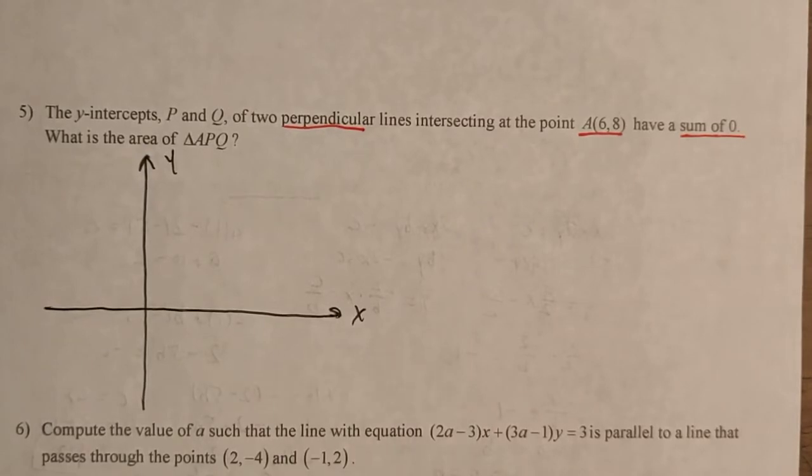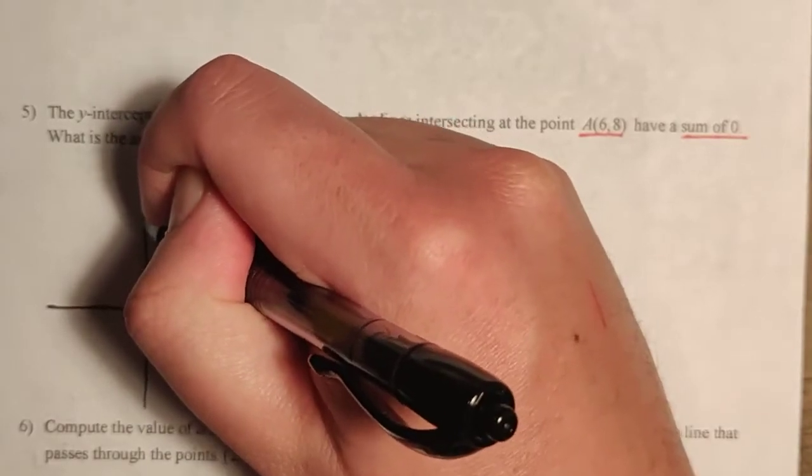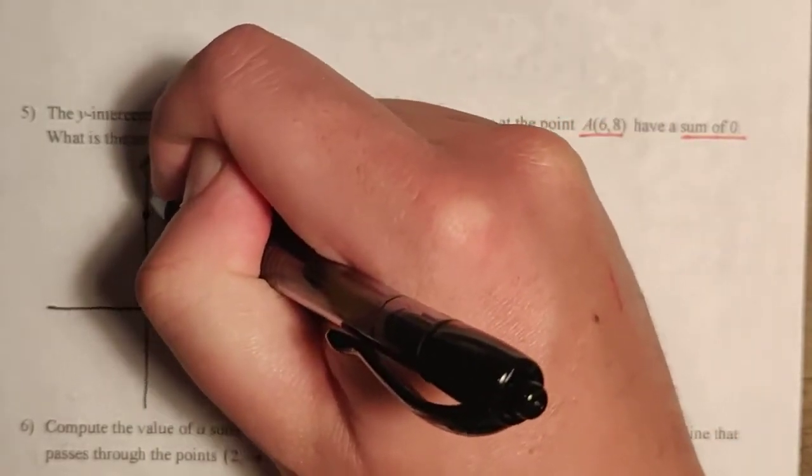So if one of them is 2, the other one's negative 2. One of them is 6, the other one's negative 6. So we can call the two intersection points k and negative k. So I'm going to go ahead and label that here. So this is one intersection point here.